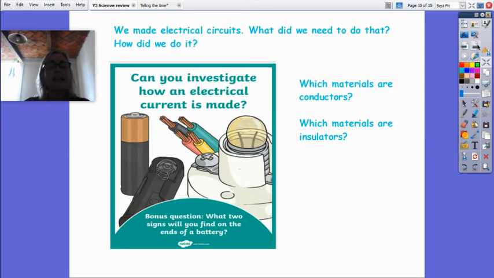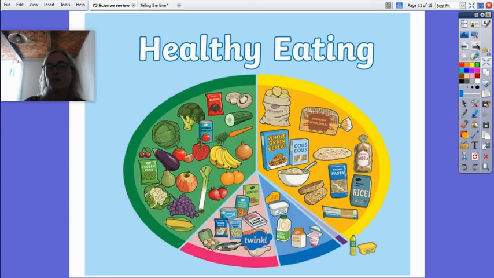Now, in materials, we also did electricity. We made electrical circuits. We had lots of good fun. What did we need to do that? Can you remember the things we needed? How did we do it? How did we put them together? Do you remember which materials were conductors? Which materials were insulators? Do you remember those phrases?